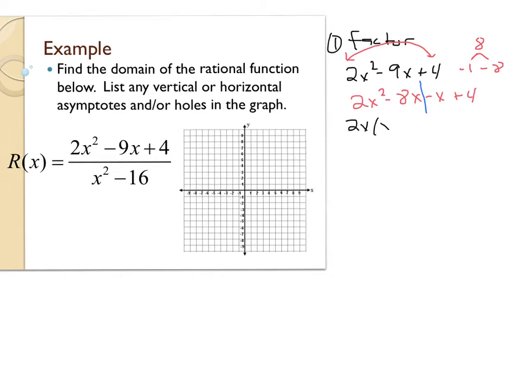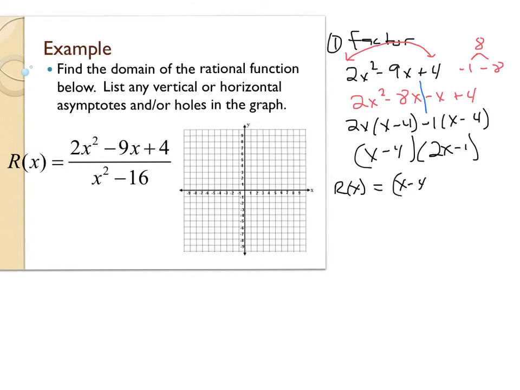Split the middle and pull the greatest common factor out of both the left and the right side. So that leaves me with x minus 4. I pull out a -1 so this guy matches. And then the x minus 4 gets pulled out. And I'm left with this. So my factored polynomial, r of x, is equal to x minus 4 times the quantity of 2x minus 1. And the denominator is a difference of two squares, so that's x minus 4, x plus 4.